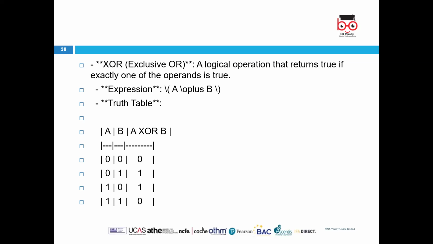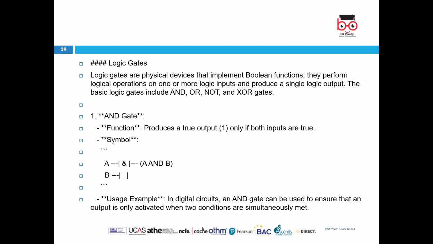Exclusive OR is a logical operation that returns true if exactly one of the operands is true. While logic gates are physical devices that implement our Boolean functions and perform logical operations on one or more logical inputs. And here we have an example for them.